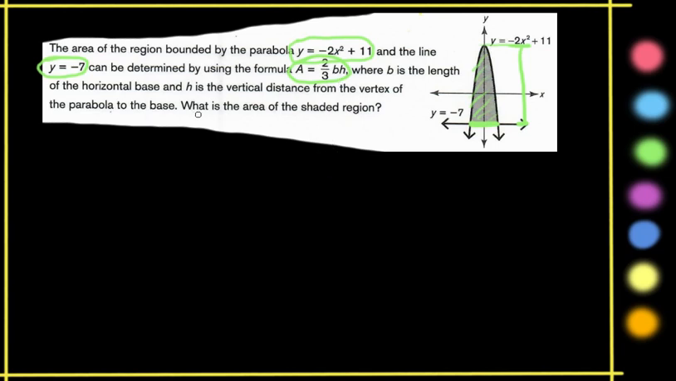All right, so then they ask you, what is the area of the shaded region? Okay, so the area, they gave us the equation. It's 2/3 the base times the height. So we just need to figure out what that base and that height are.